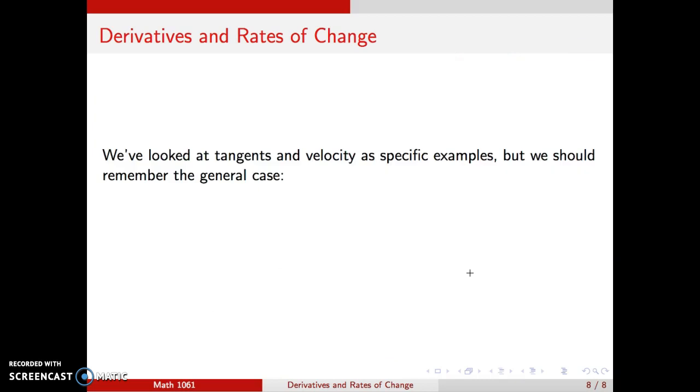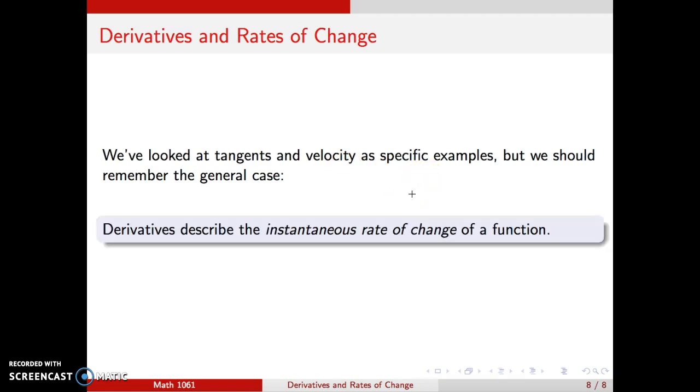Okay, so to wrap things up, we've looked at tangents and velocity as specific examples, but we want to remember the general case, and this is the big idea. Derivatives describe the instantaneous rate of change of a function. So it could be velocity as a rate of change of position. It can be all sorts of things, but that's the key idea. And this is our first big calculus concept. It's describing the rate of change of a function, instantaneous rate of change.